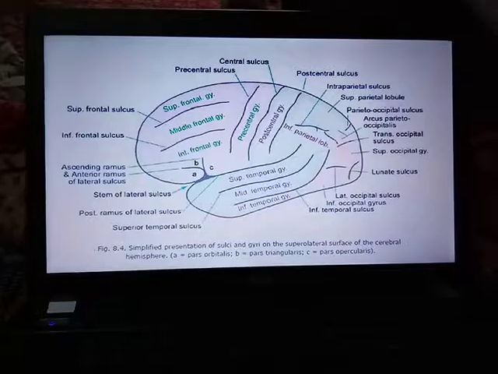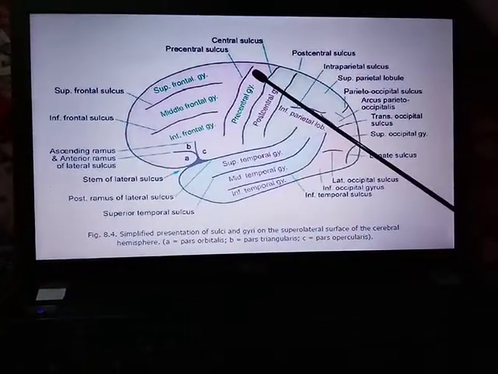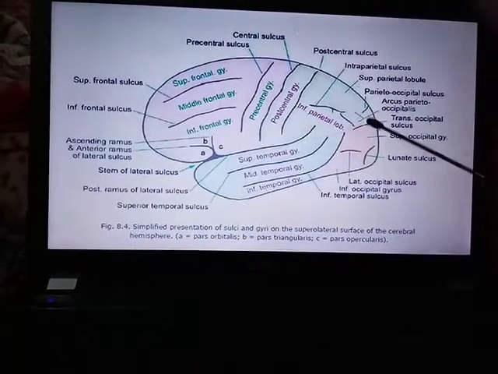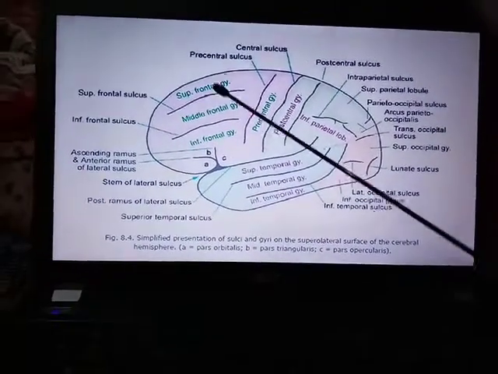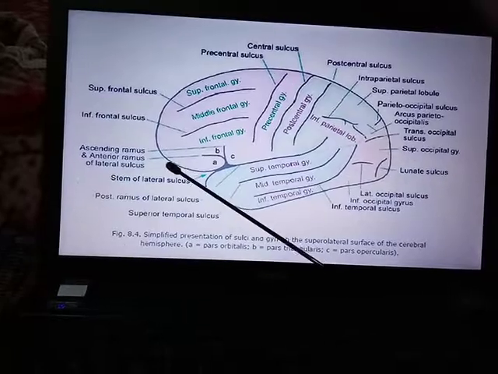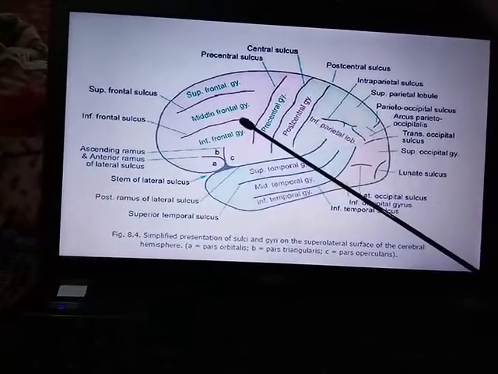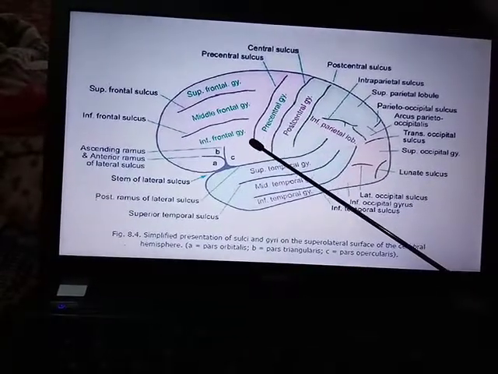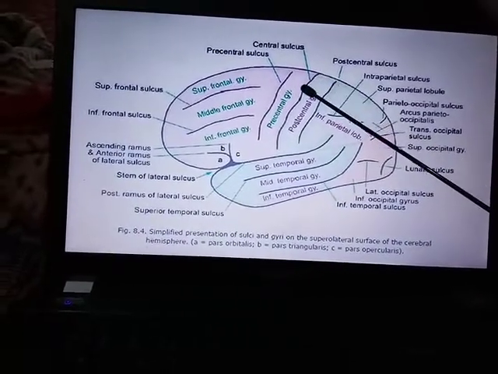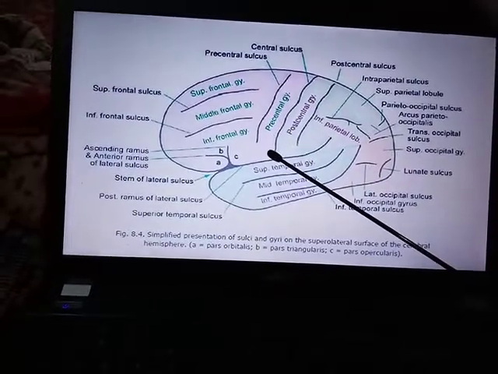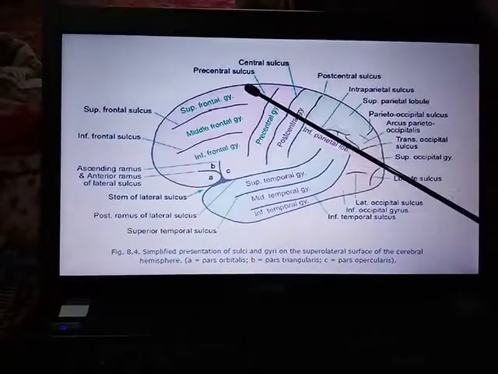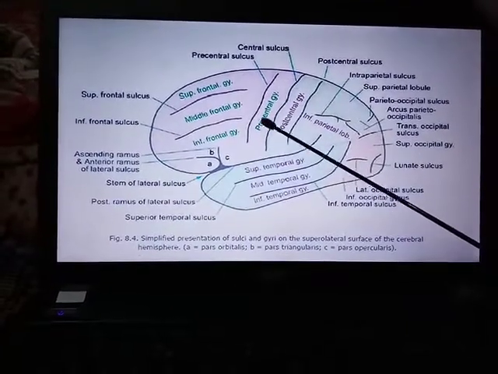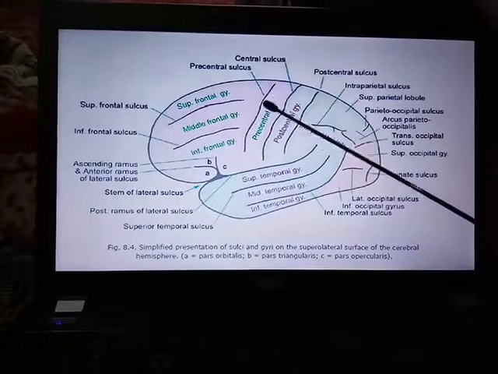We were talking about the superolateral surface. So we will be today discussing the superolateral surface of the cerebrum. As you can see, in the frontal lobe you have three sulci. This is the precentral sulcus. Precentral sulcus is present just in front of the central sulcus, and it is parallel to it. Between this precentral sulcus and the central sulcus, you have a gyrus called the precentral gyrus, or the motor area.